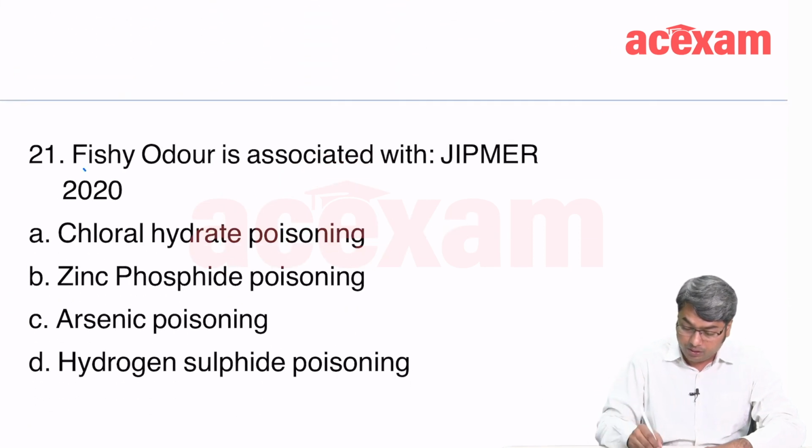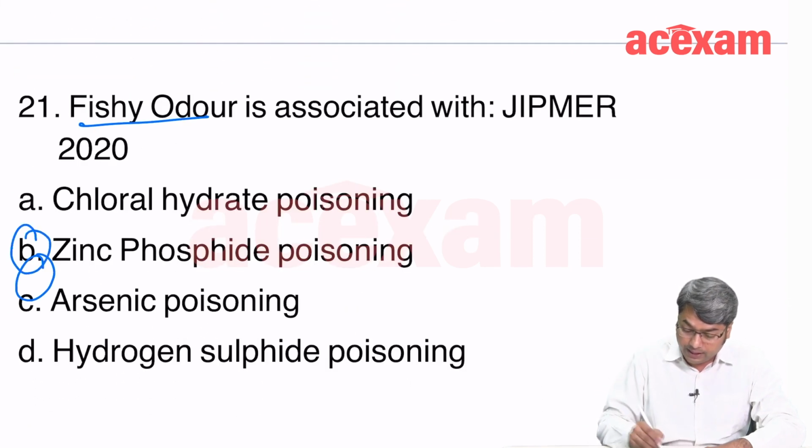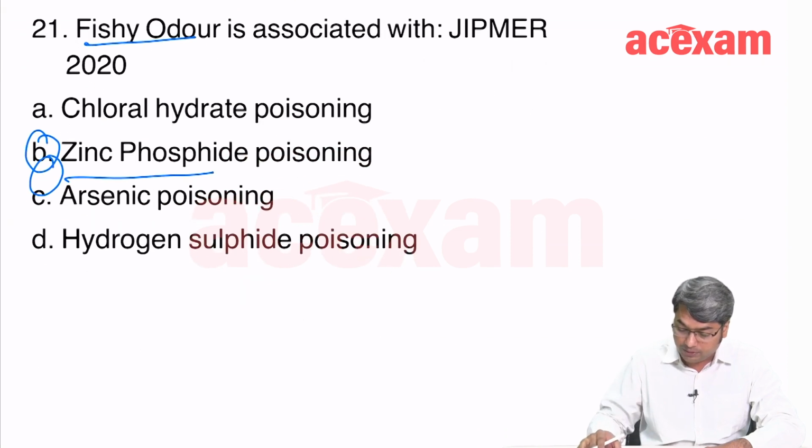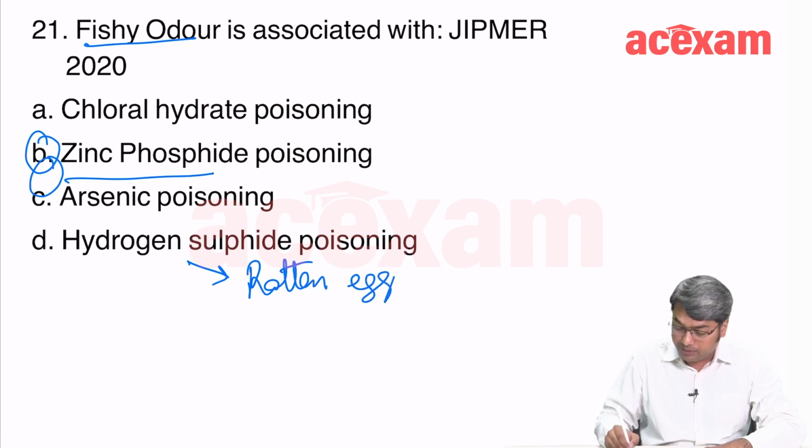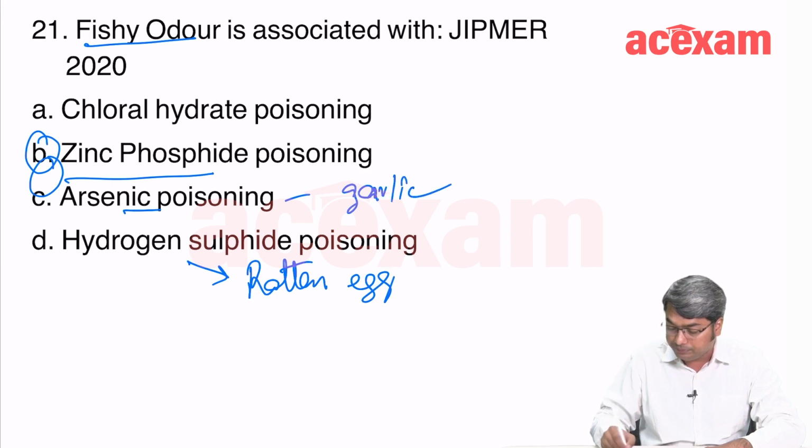Fishy odor is associated with zinc phosphide poisoning. And hydrogen sulfide produces a typical rotten egg smell. Arsenic poisoning typically produces garlic odor.